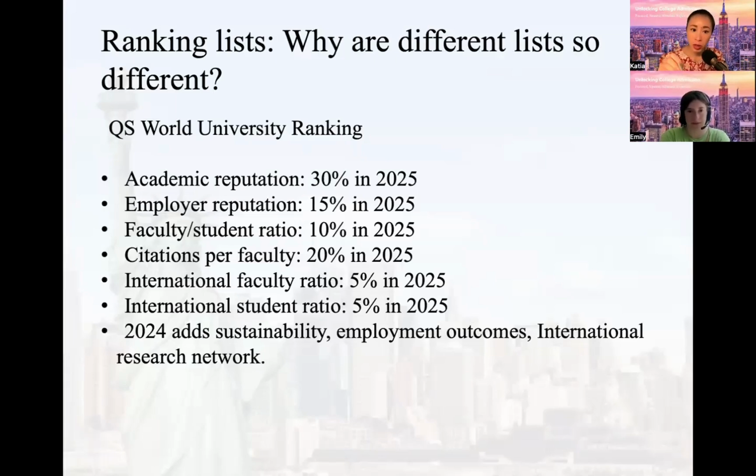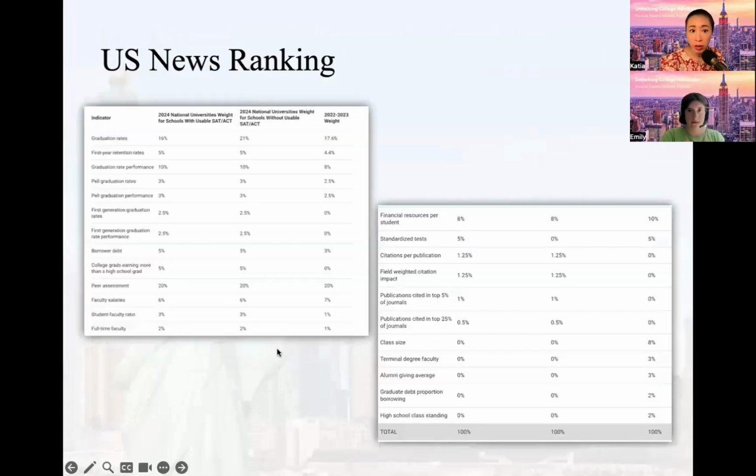For example, in the QS World University Ranking, academic reputation takes 30%, employer reputation 15%, faculty student ratio 10%, citations per faculty 20%, international faculty ratio 5%, international student ratio 5%. Then last year, QS also added sustainability, employment outcomes, and international research network into the consideration as well.